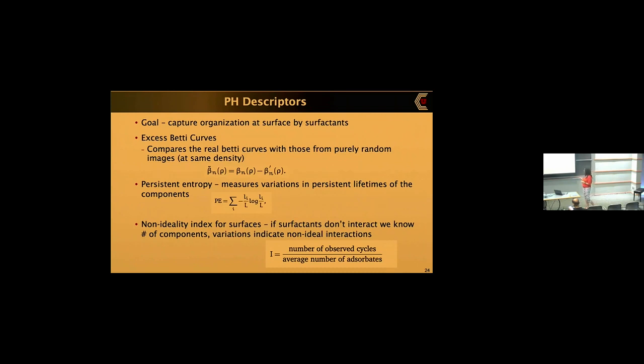And we developed what's called a non-ideality index. If a surfactant adsorbs to a surface and they don't interact, then the number of components is basically the number of adsorbed species. But if they start to interact, then the number of components decreases relative to that. So if the number of components is smaller than what it should be, this means they're interacting, so it's non-ideal.